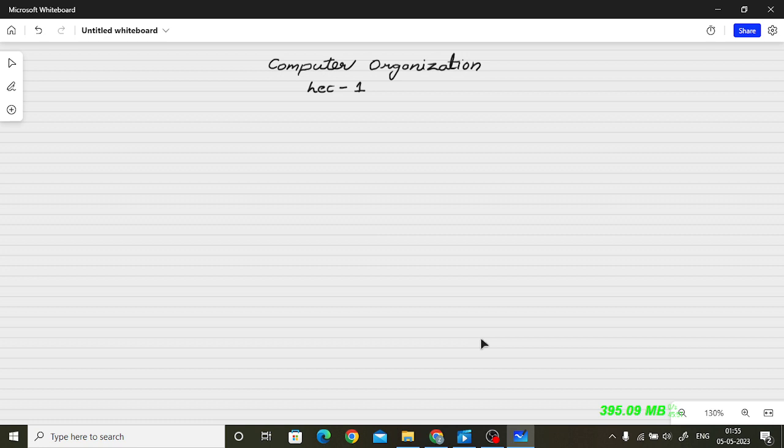What is computer organization? What picture comes to your mind after listening to this word, computer organization? Okay, so computer organization is a subject which deals with the designing of a computer. How the various components of a computer system are put together to design a system that is capable of executing some instructions.